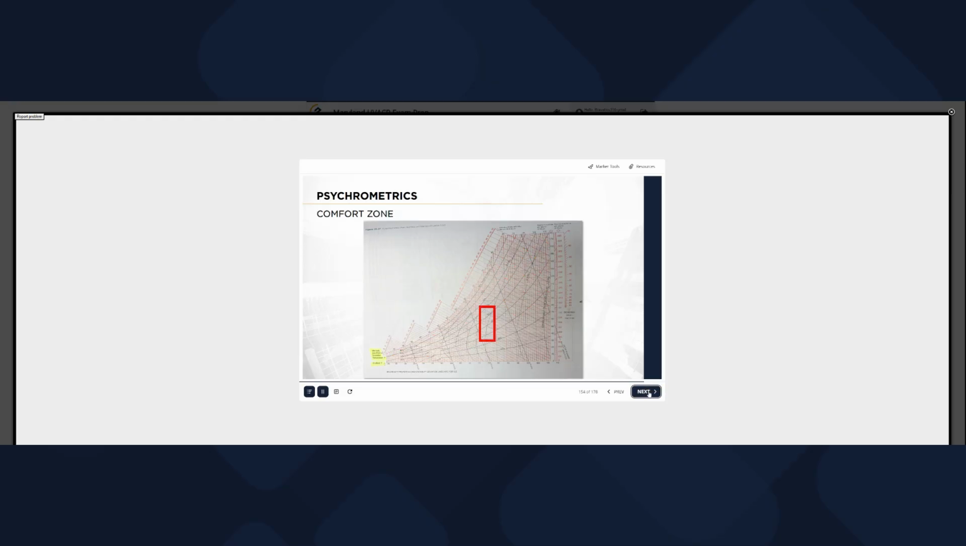Comfort zone. The red box in the middle shows the comfort zone. The comfort zone is not always included on these charts.